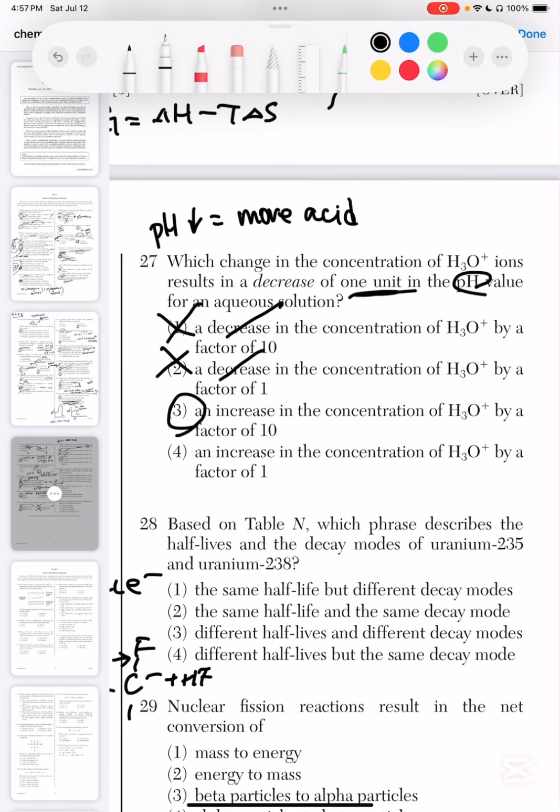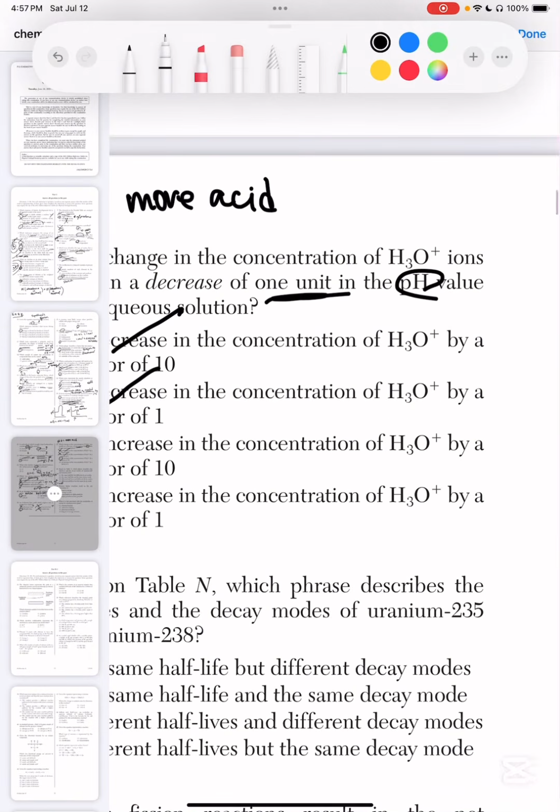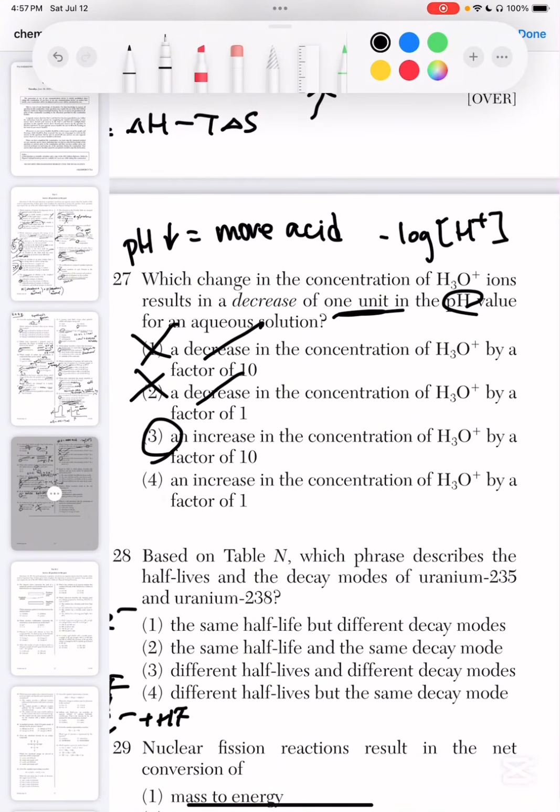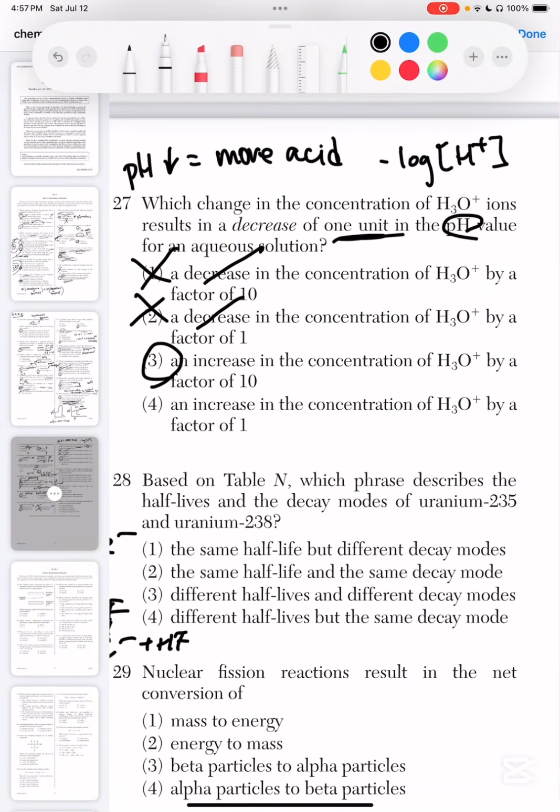And if you need to quantitatively calculate the pH of a solution, the formula is negative log concentration of hydronium. So it's an inverse relationship, right? As pH goes down, the concentration of hydronium goes up. So when you're decreasing in pH units, the concentration of hydronium ions actually goes up, right? So obviously you get rid of 1 and 2. And then the fact that 1 unit of pH is 10 times the concentration of H+, I think you just have to know.